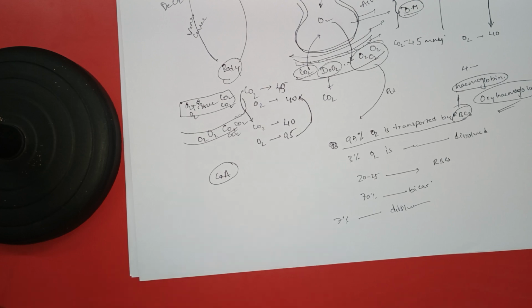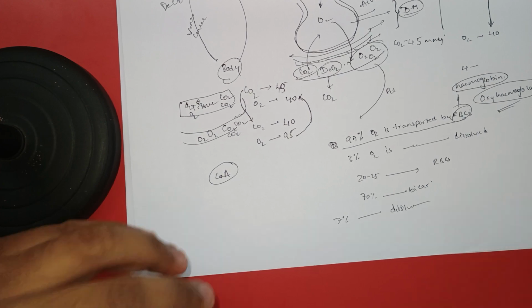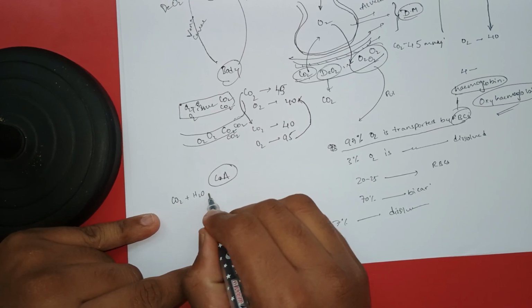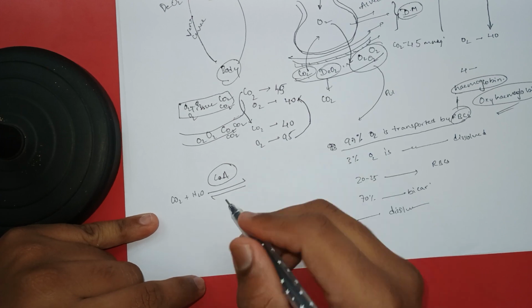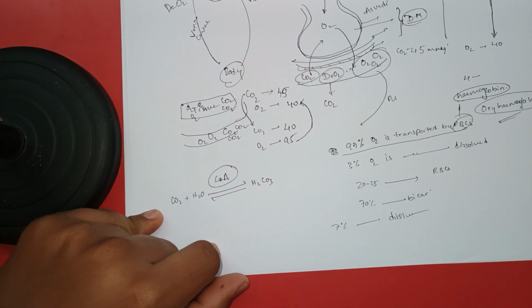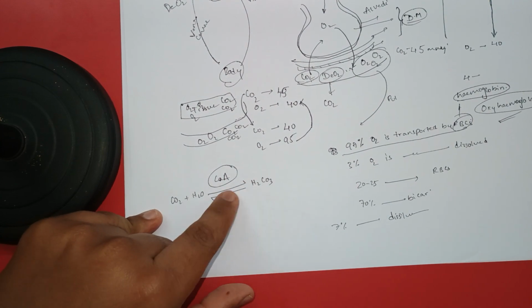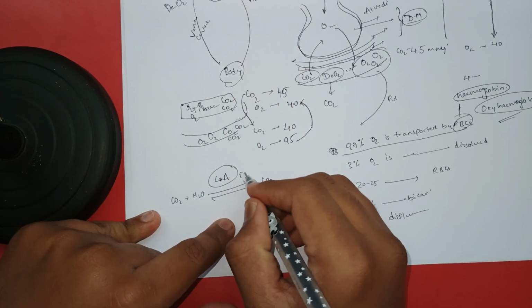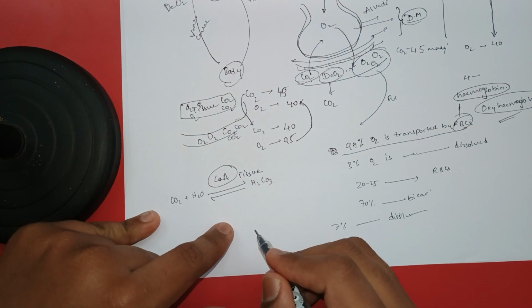This carbonic anhydrase is higher in its concentration in the RBCs than in the plasma. Now, what happens is this carbonic anhydrase promotes the activity of CO2 binding to the water. From where did this water come? We inhale water vapor also, I told you. It forms H2CO3, and this is formed in the tissues.